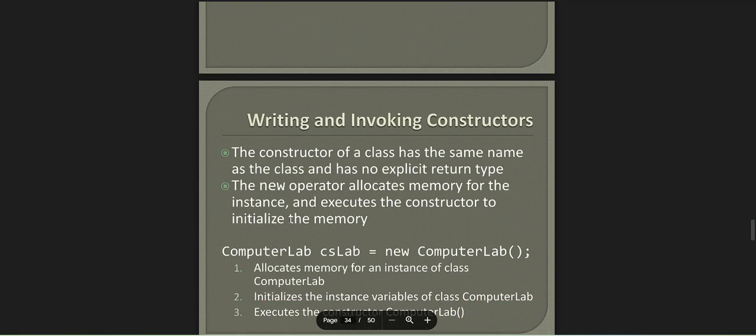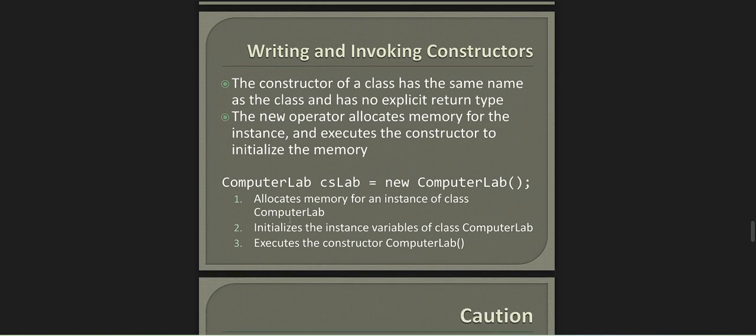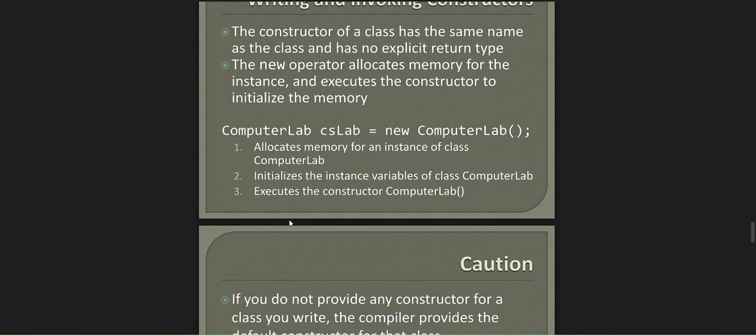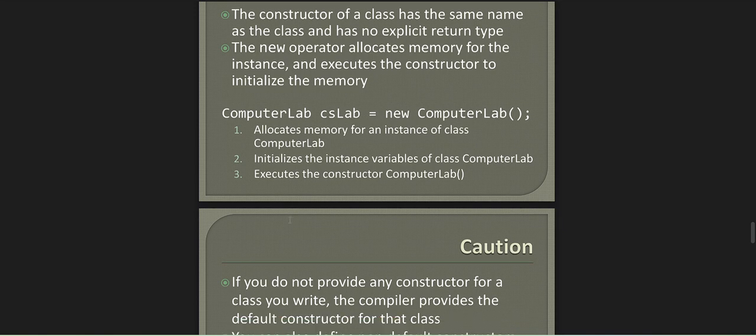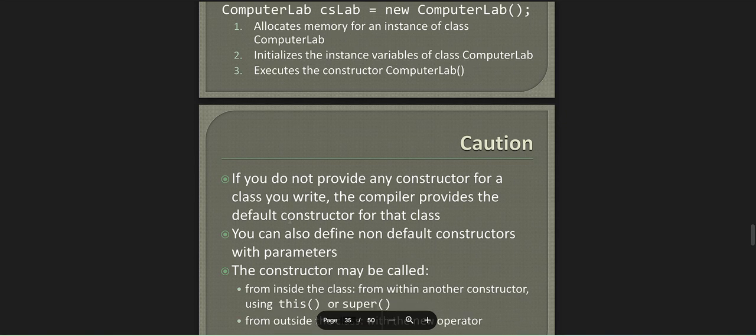The constructor of the class has the same name as the class and has no explicit return type, and the new operator allocates the memory for the instance and executes the constructor to initialize the memory. Computer lab CS lab = new computer lab allocates the memory for an instance of the class computer lab, initializes the instance variables of the class computer lab, and executes the constructor computer lab. Caution: if we don't provide any constructor for a class you write, the compiler provides the default constructor for the class.